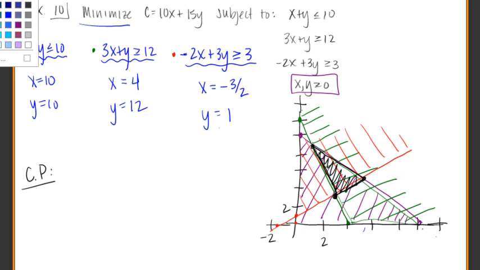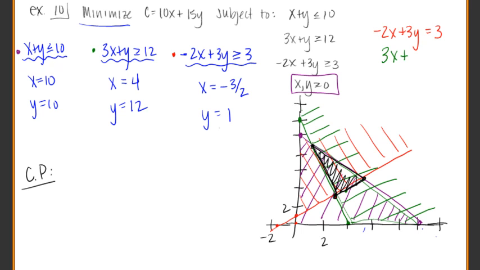It's at the intersection of that orange line. So that orange line is negative 2x plus 3y equals 3. And then what it's intersecting with is the green line. Okay, well, the green line is 3x plus y is equal to 12.